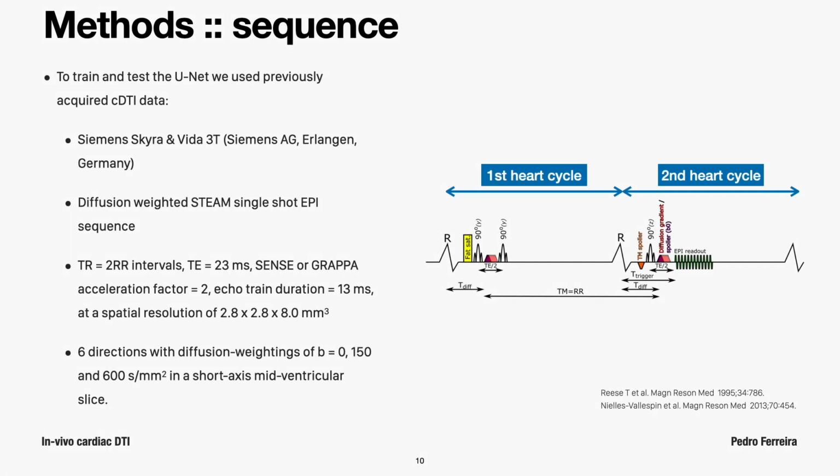To train and test the U-Net, we used previously acquired cDTI data. These datasets were acquired using a Siemens Skyra 3 Tesla MRI scanner and more recently a Siemens Vida 3 Tesla MRI scanner. With a diffusion-weighted STEAM EPI sequence, we reduced phase field of view and fat saturation. Diffusion was encoded in 6 directions with diffusion weightings of b 150 and 600 in a short-axis mid-ventricular slice. All diffusion data were acquired under a breath-hold with a duration of 18 heartbeats and a 10-second gap between breath-holds.